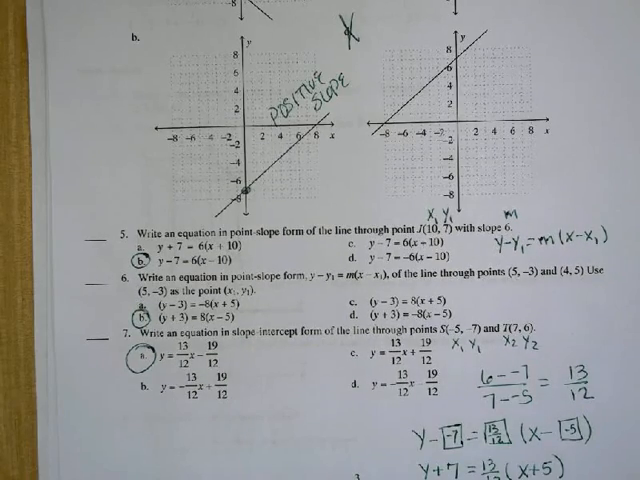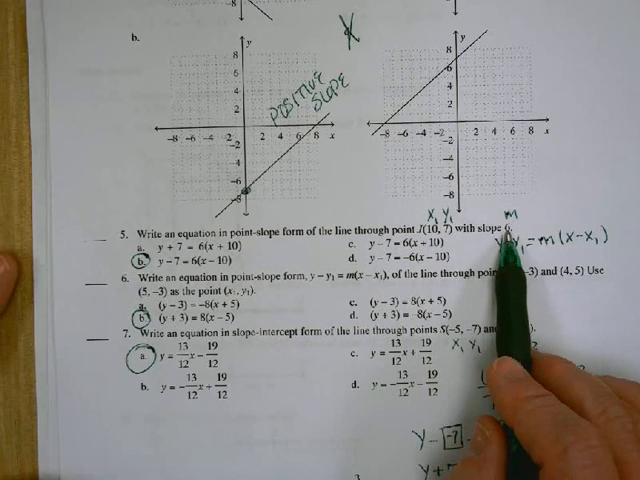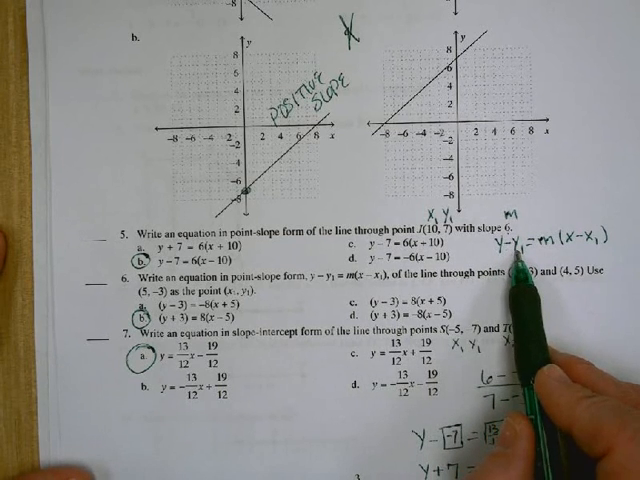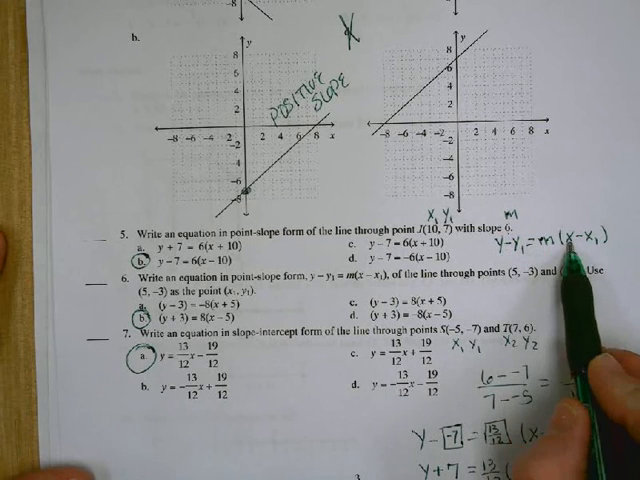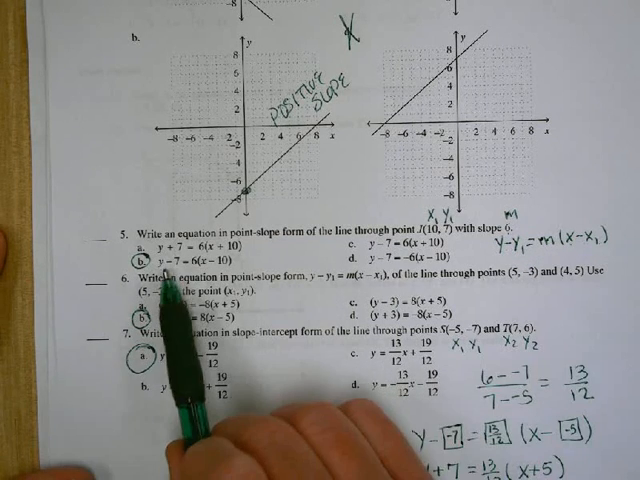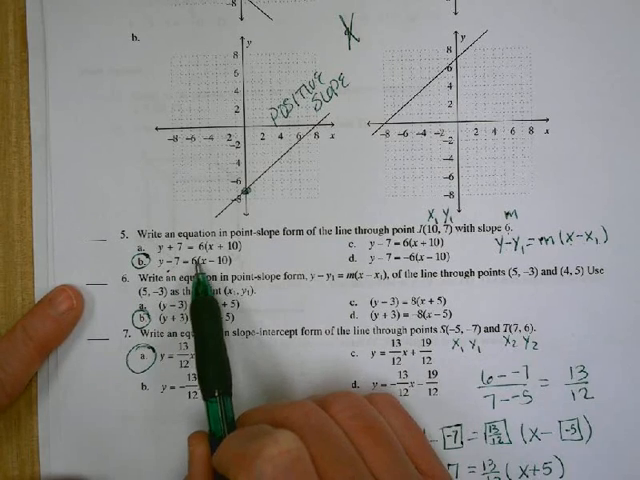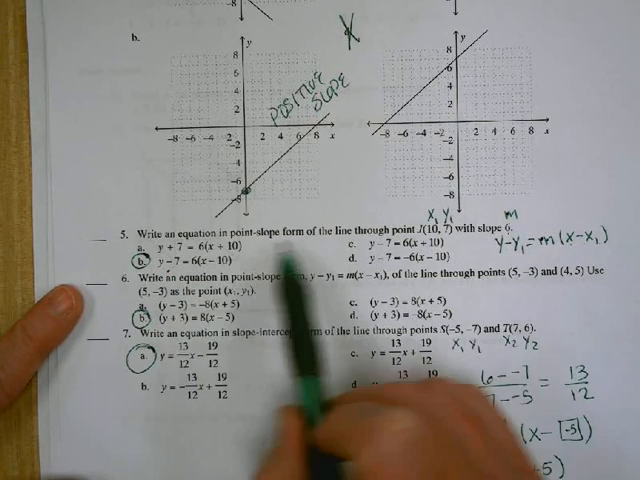Question 5, write an equation in point-slope form through this point with this slope. Point-slope form is y minus y sub 1 equals m times x minus x sub 1. And we have here y minus 7 equals 6 times x minus 10.